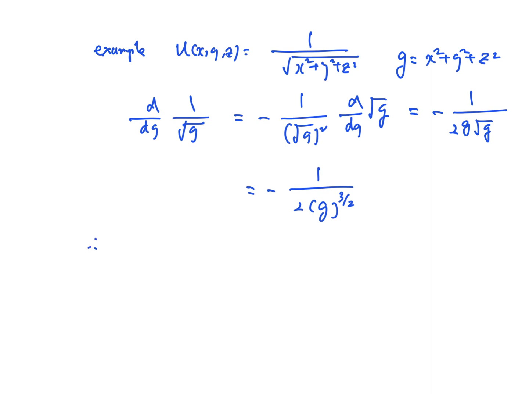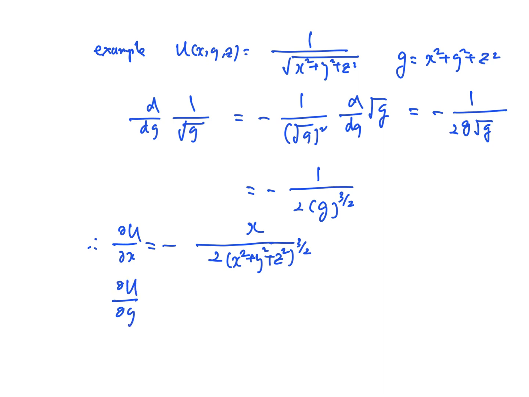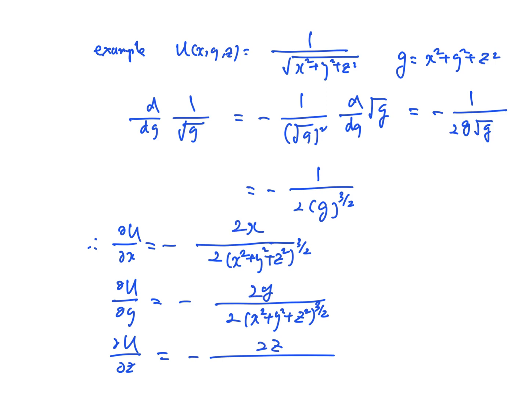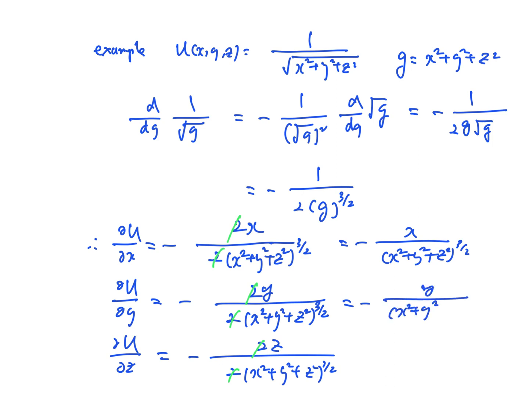As before, the partial x partial u is minus x over (x squared plus y squared plus z squared) to the 3 over 2. Partial y partial u is minus y over (x squared plus y squared plus z squared) to the 3 over 2. For z, we have 2z, and the 2s cancel each other, giving minus z over (x squared plus y squared plus z squared) to the 3 over 2.